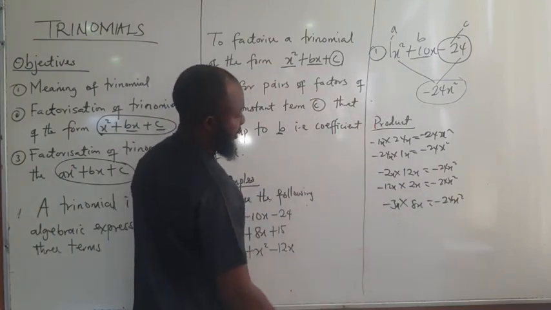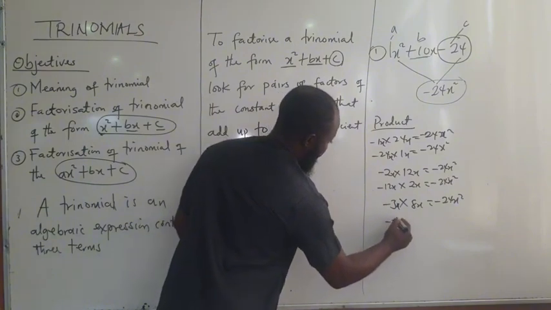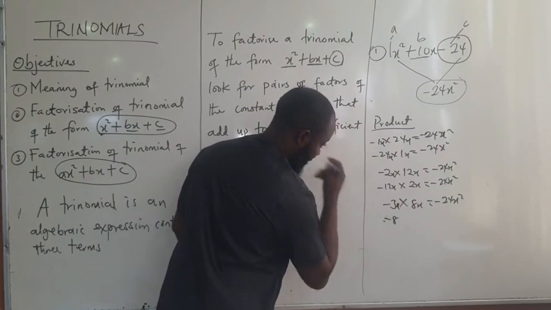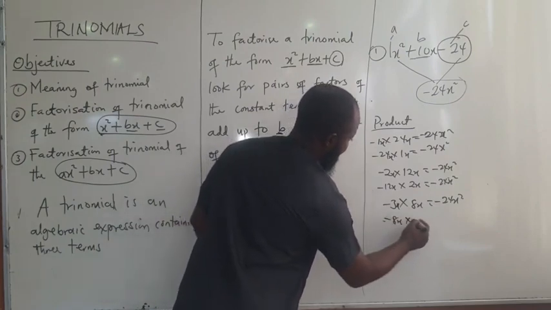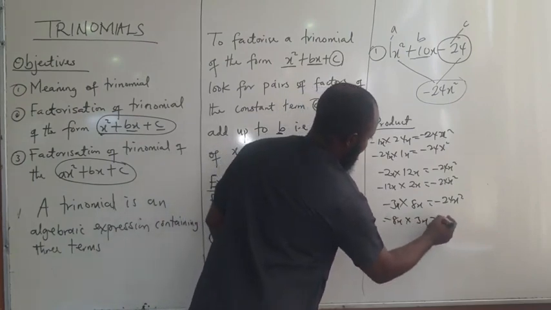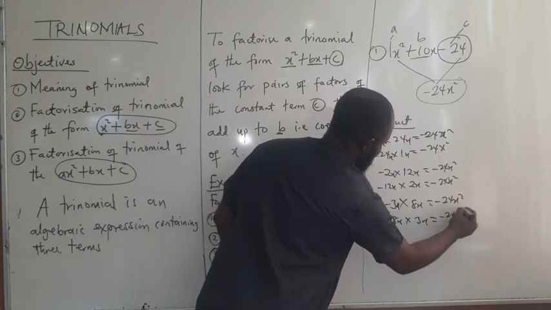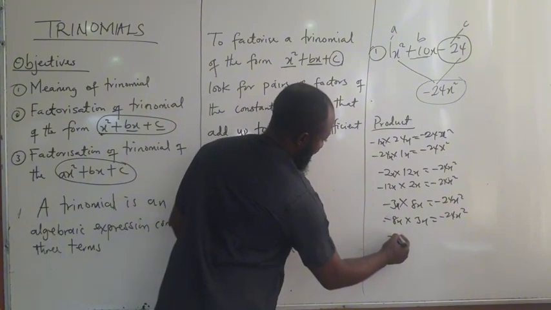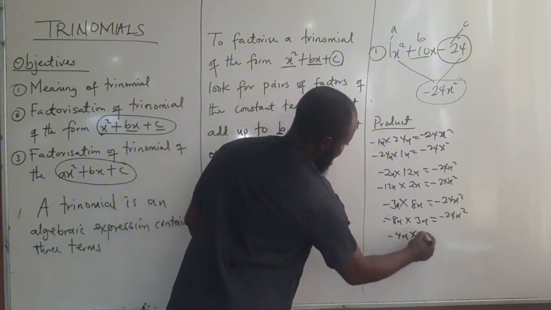Another one is 4. So we can have minus 8x times 3x, which also gives us minus 24x squared. Then we also have 4: minus 4x times 6x.